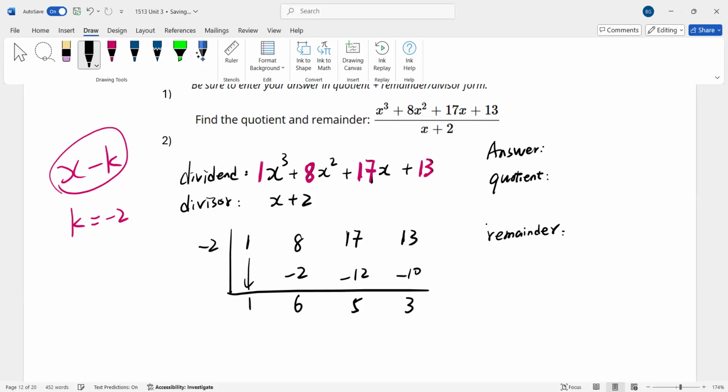Okay, guys, what's the quotient? It's x squared plus 6x plus 5. And then the remainder I got 3. The remainder is correct, 3. What's the quotient again? Could you repeat it? Sorry, x squared plus 6x plus 5. Yeah, you're very close. You're great. Thank you. The remainder is 3. Very good.